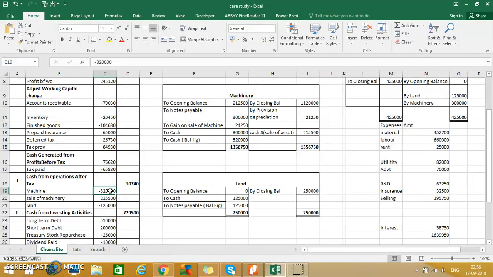Whenever you make a purchase, cash outflow happens. That's the reason you find negative number here. Similarly, in the case of land, in the debit side, when you find cash, you have made a cash payment to purchase this land, 1,25,000, a negative number here.